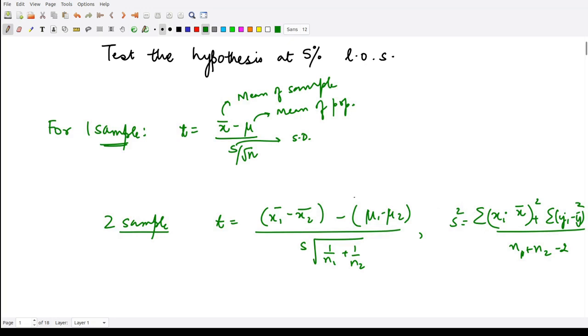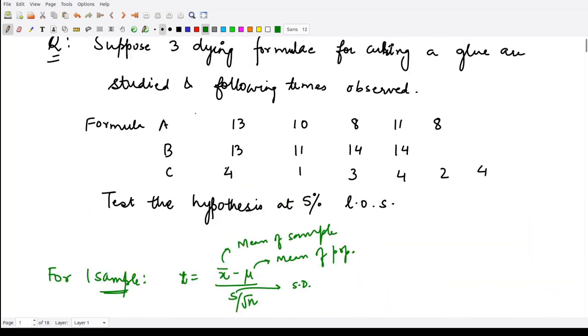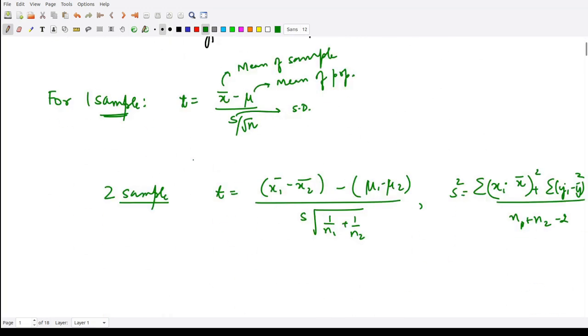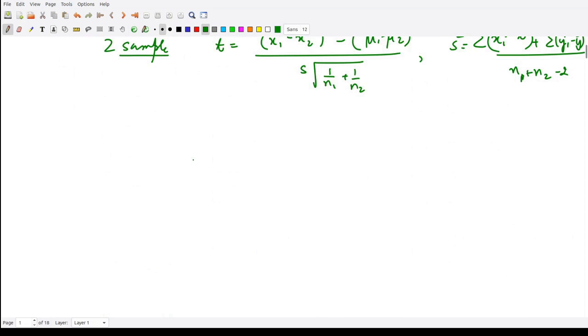Now in this case, how many formulas are given to you? You are given 3 formulas, A, B and C. So that means here more than 2 samples are given to you. If we are to apply the t-test here, how can we apply that? We are to compare whether the mean time for formula A is equal to the mean time for formula B, or formula C. Or we are to determine out of the formulas A, B and C which one is better. This is what we wanted to see.